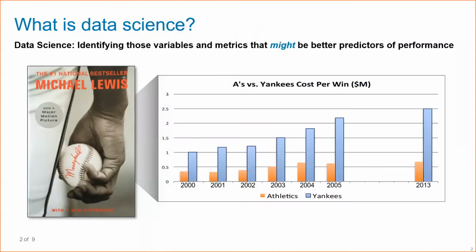So one question which keeps coming to everybody's mind is, what essentially is data science? To give you an example, identifying those variables and metrics that might be better predictors of performance. This is one particular example in terms of Athletics versus Yankees: where do we have a higher cost per win? Somebody might be winning a lot of games, but what does it cost to make the win? So that is one example of data science.